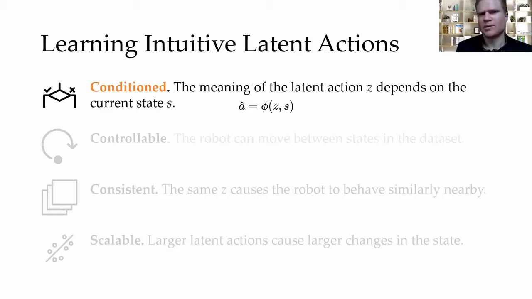That's the context that the robot's currently in. And what this equation argues is the way that the system decodes my inputs should depend on both Z, the latent input, as well as S, the context.